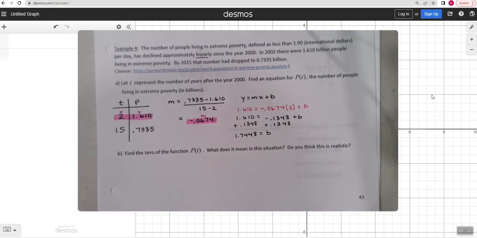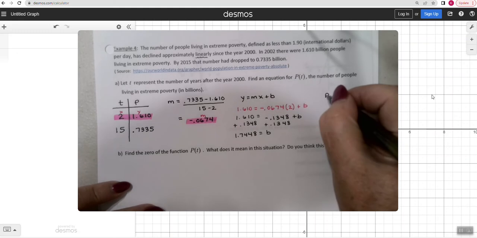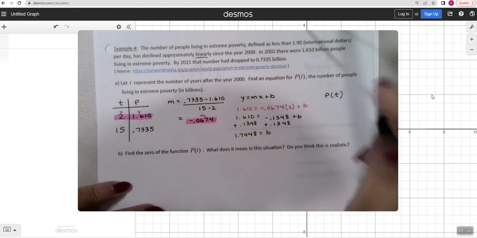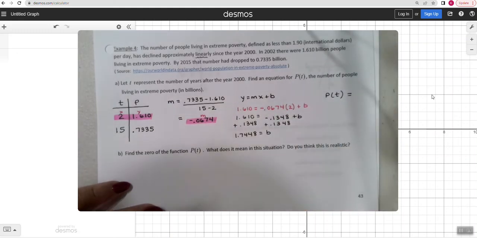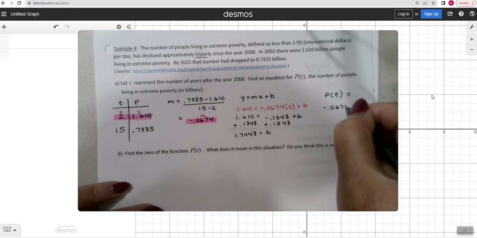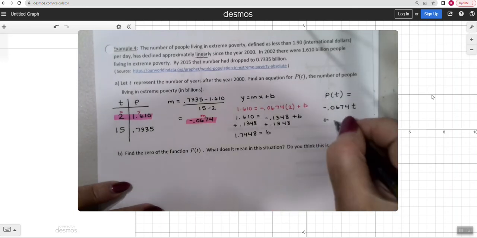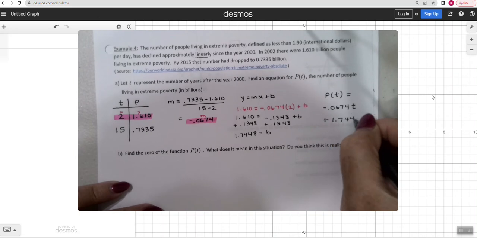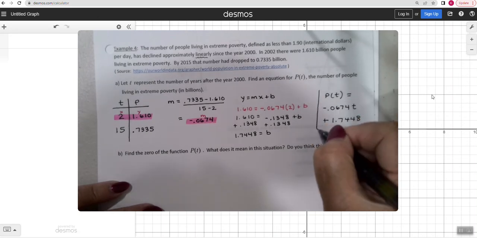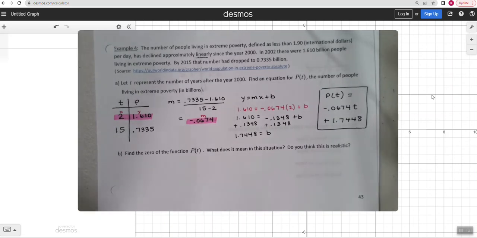So now that I know both m and b, I can write my equation for my function. So p of t, the function I'm trying to find, is going to equal my slope, negative 0.0674 times t, plus the 1.7448. Sorry, I didn't organize my space very well. I had to squeeze that in over there. So there's our p of t.